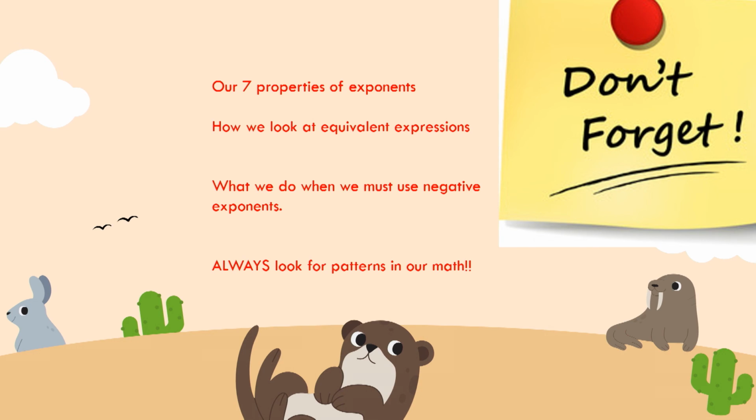All right, so something that we don't want to forget. We do not want to forget those 7 properties of exponents. We want to know how they look when we have to give them as equivalent expressions, which means the same expressions. We also need to know, what do we do when we must use negative exponents? Remember, we're taking those negative exponents and making fractions. And as we saw, when I have a fraction to a negative exponent, I'm just flipping my fraction. And we're always looking for patterns in math, always, always.